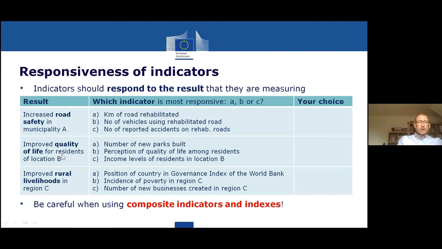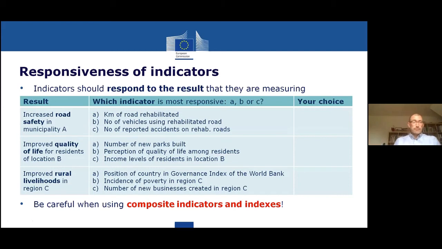The second one is about the improvement in the quality of life of residents living in a location, and there we've got three possibilities. Number of parks built, that's plausible, but it wouldn't really tell us that, you know, people are living better. The third one is income levels of residents in location B. Okay, people have got more money than they had at the start. That also sounds nice, but we all know that money isn't everything in terms of quality of life. So the second result there is perception of quality of life amongst residents.